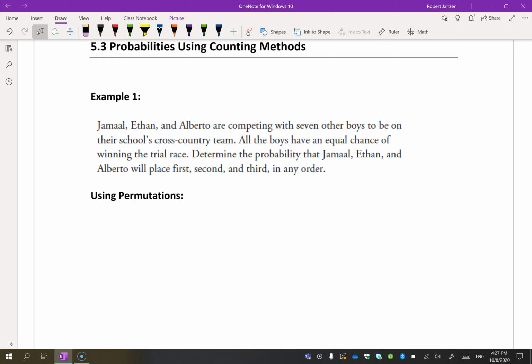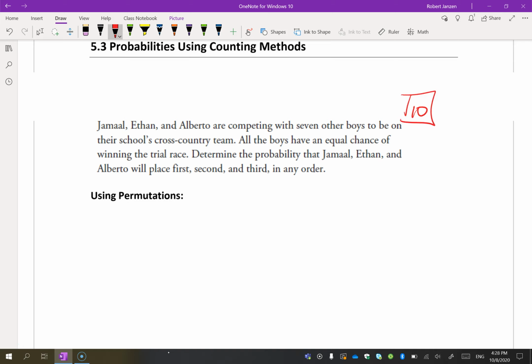Okay, now we're going to use the information you had from the counting methods unit in probabilities. This is one of the reasons why we do the counting methods, because you have to figure out what the different possibilities are that could happen before you can figure out what the probability is. Okay, so in this case it says we have these three guys, Jamal, Ethan, Alberto, competing with 7 other boys. So there are 10 people in the race.